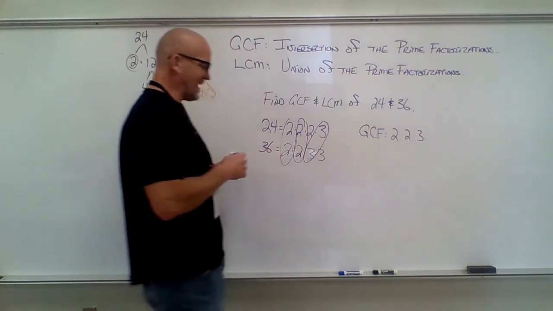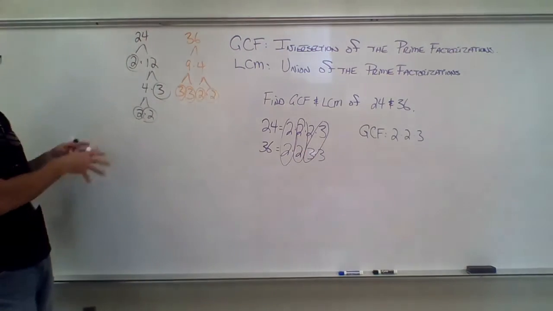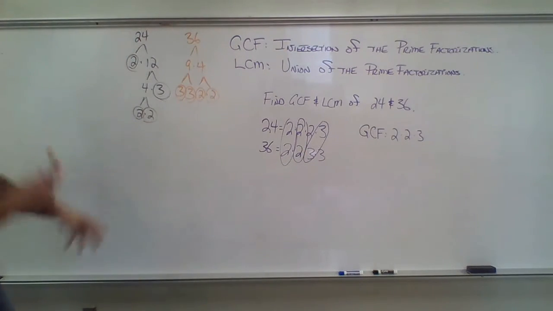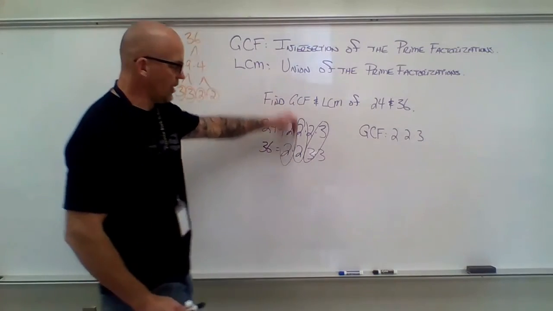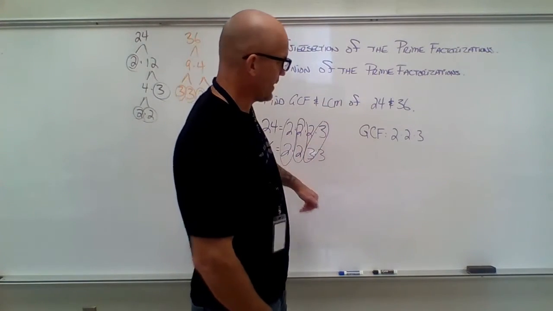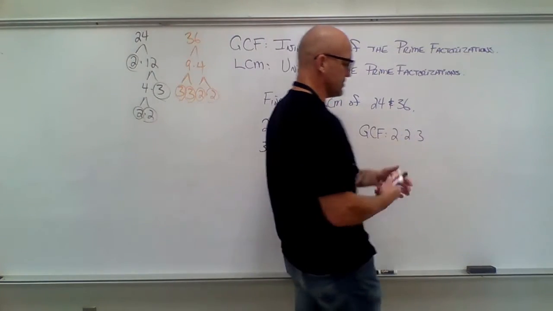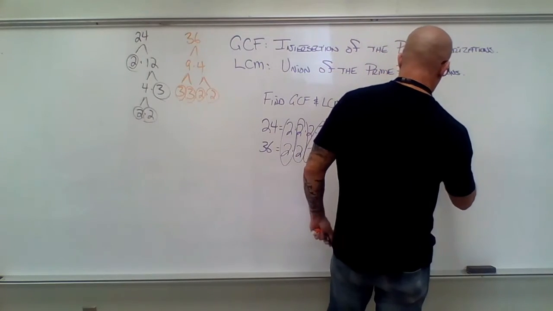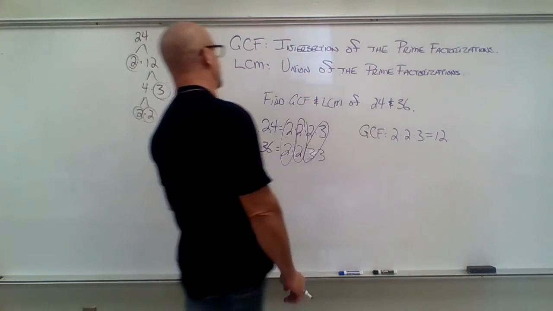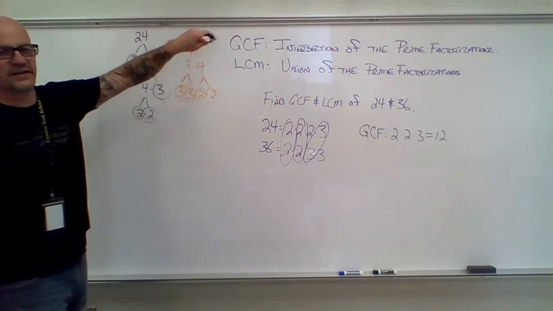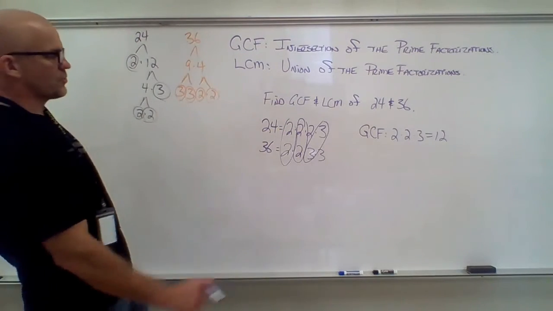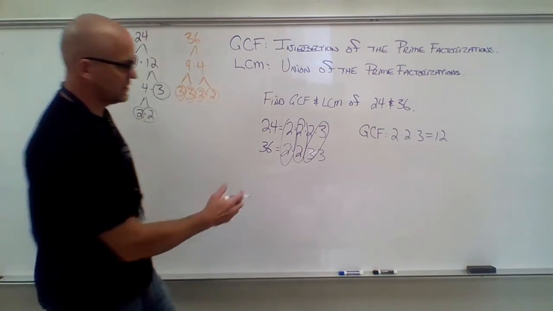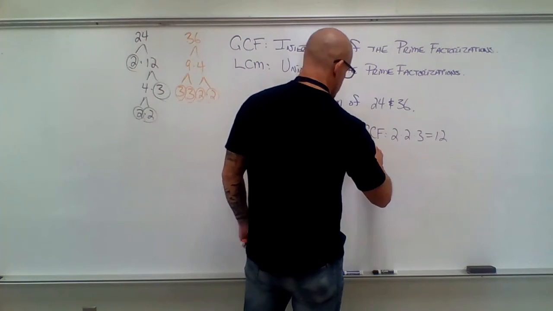So the smallest set of numbers that I can write that shows where they overlap is a 2, another 2, and a 3. So 2 times 2 times 3 gives me 12. And the greatest common factor of 24 and 36 is 12. Again, you probably could have done that without doing this, but we're trying to learn the process.